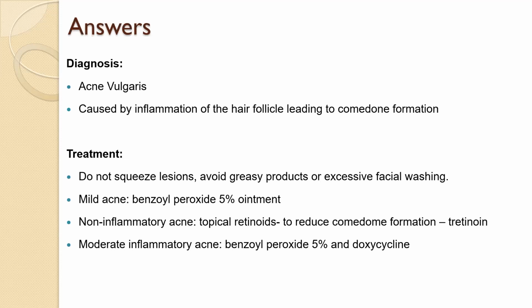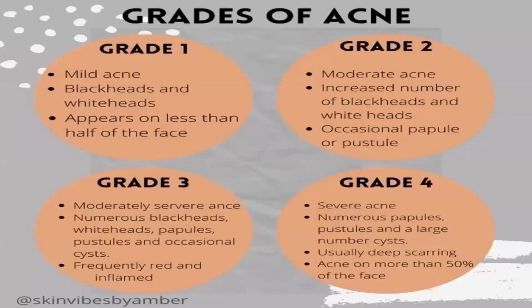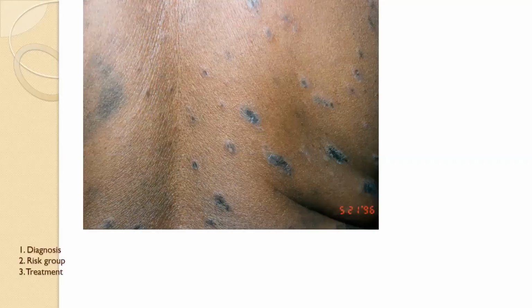Then with mild acne, you can basically treat with benzoyl peroxide, 5% ointment. And with non-inflammatory acne, you can use a topical retinoid to reduce the comedone formation. So we use tretinoin. And then for moderate inflammatory acne, I use benzoyl peroxide 5% and doxycycline. So these are the grades of the acne. This slide will be uploaded on Prof. Musa's site, so you guys can have a look at this when you have some time.